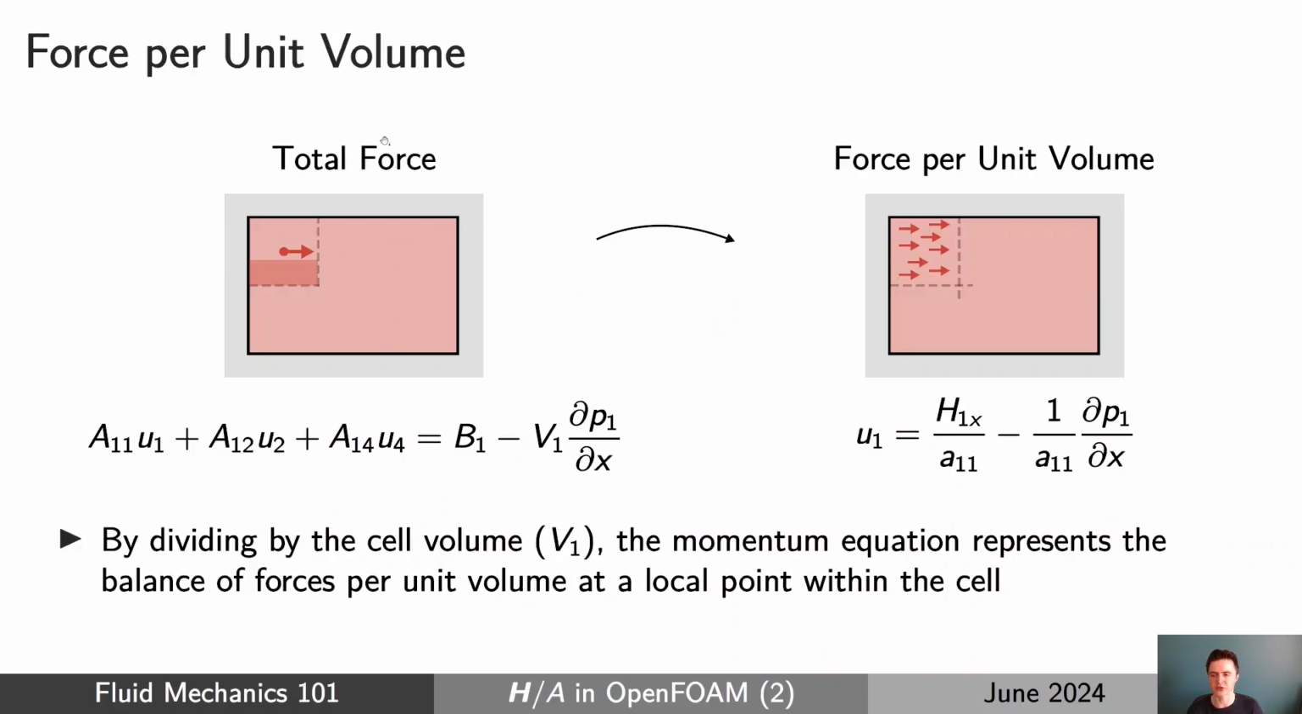And it's useful, I think, to think in terms of a diagram here, that when we originally extracted that equation from the matrix, we've got the total balance of forces acting on the cell. But now that we've divided by the cell volume, we're now thinking about the local balance of forces at an infinitesimal point within the cell. That's the important thing.